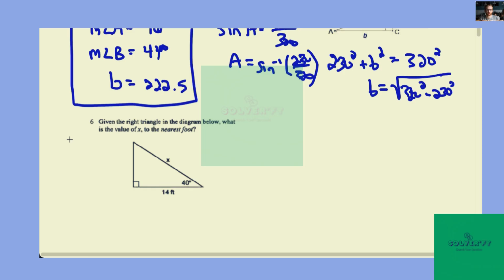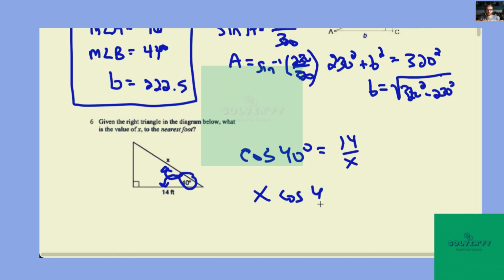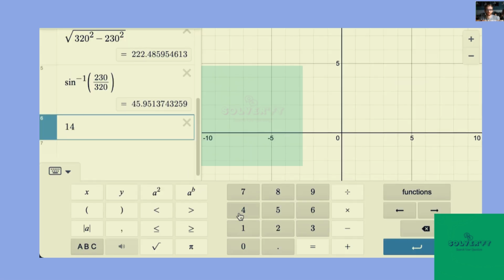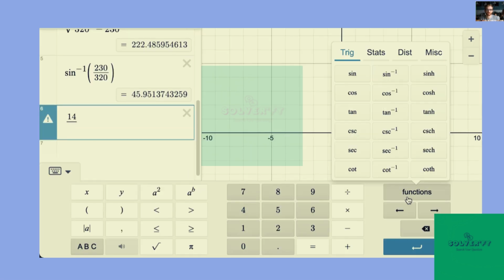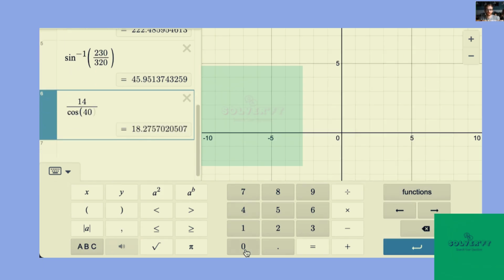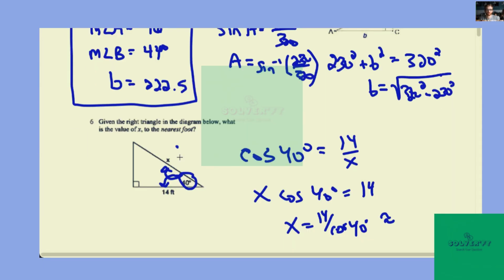Last one, we just want to find x to the nearest foot. We've got from that angle the adjacent, and the hypotenuse is what we want to find. That's cosine. So the cosine of 40 degrees equals 14 over x. Cross multiply the x. Divide by the cosine of 40 degrees. To the nearest foot, 14 over cosine 40 is about 18 feet.